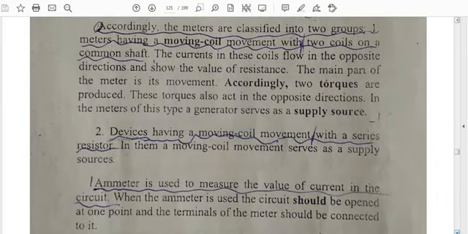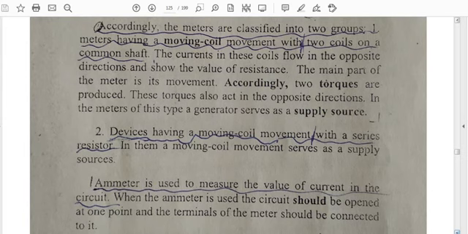Accordingly, the meters are classified into two groups. One: meters having a moving coil movement with two coils on a common shaft. The currents in the coils flow in opposite directions and show the value of resistance.